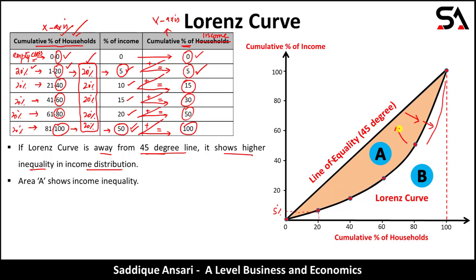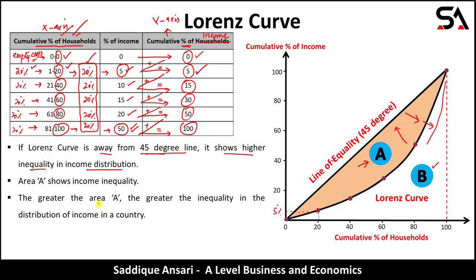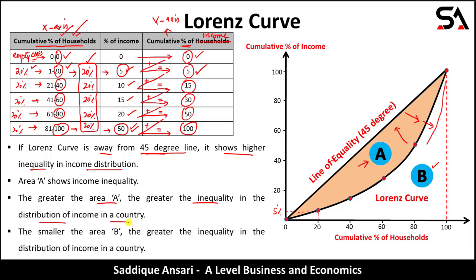Area A shows income inequality. The greater this area A and the smaller the area B, the higher will be the income inequality. The greater the area A, the greater the inequality in the distribution of income in a country. And if area A is smaller, that will show less inequality in the distribution of income or wealth. If this area A is greater, this area B will be smaller. The smaller the area B, the greater the inequality in the distribution of income in a country. So that is Lorenz curve.